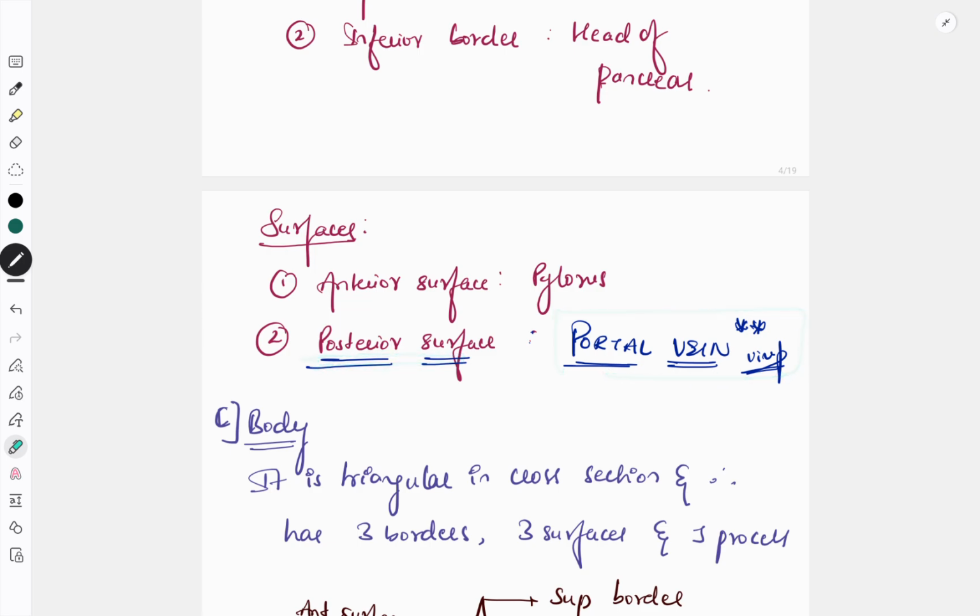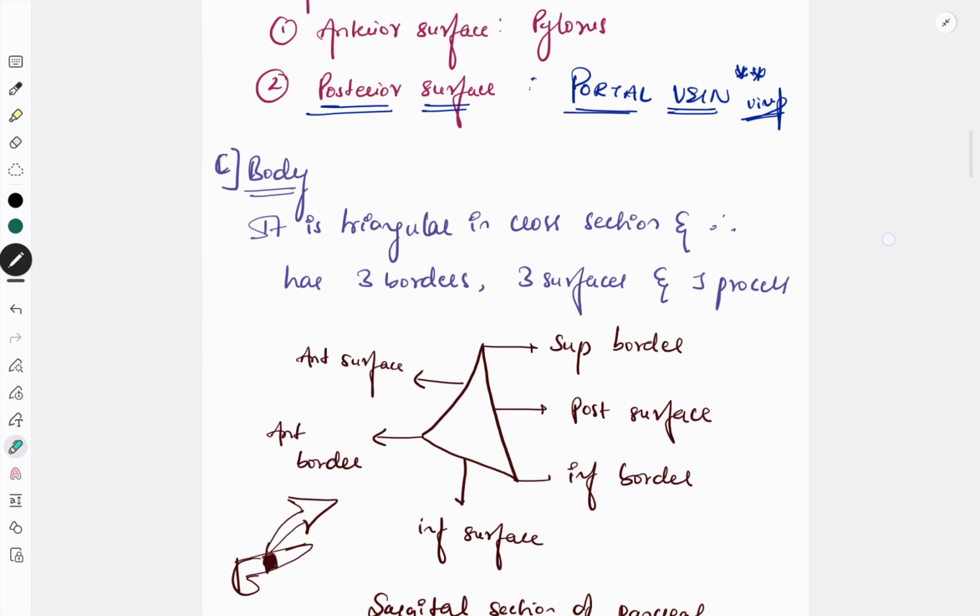And the posterior surface is very important. The portal vein is related. This is the most important question that will be asked in the neck part. You should remember that behind the neck of the pancreas you have the portal vein going. This is a very important relation that you should not forget at all.